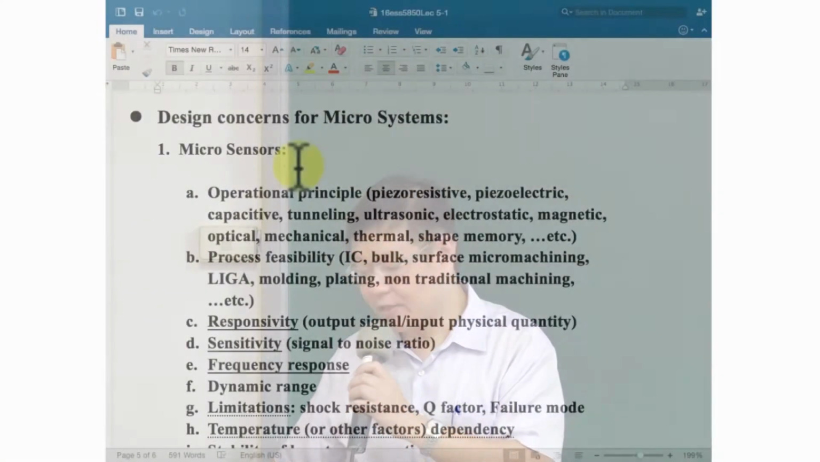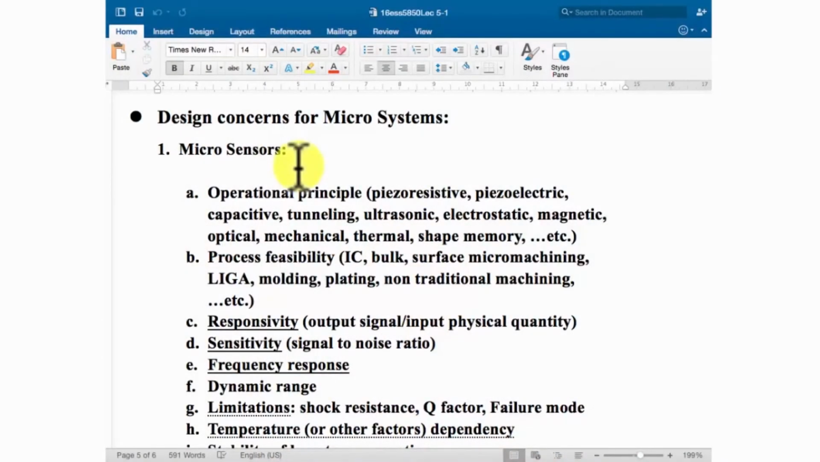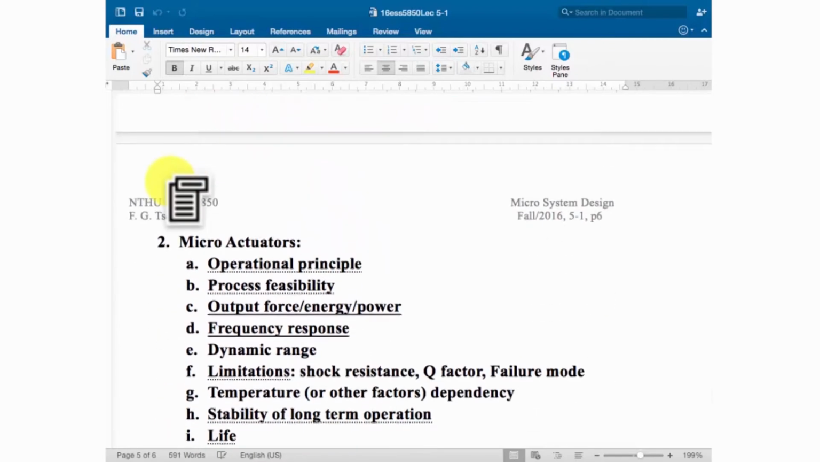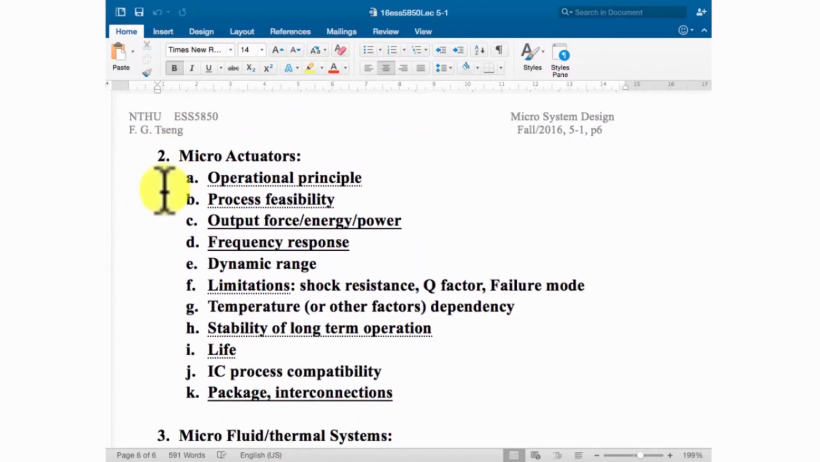So there are different design concerns. In this course, throughout the semester, we will focus on two things for the design of the fabrication. One is called microsensors, and we will use one accelerometer as an example. The other is actuators, and we will use one actuator as an example to introduce you to the detailed design process.